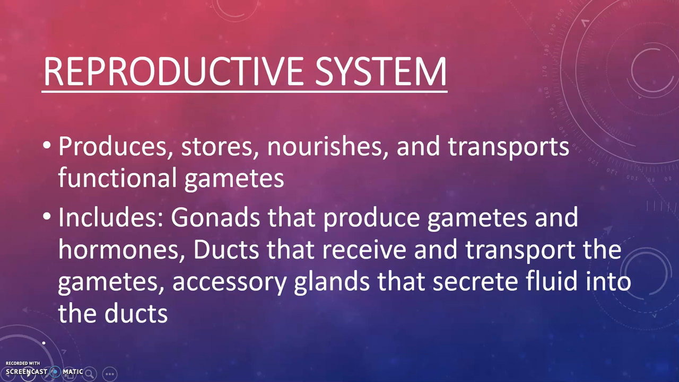functional gametes. If you remember from biology, gametes are the sex cells. In a male, it's a sperm, and in a female, it's an egg or an ova. Okay. The reproductive system is going to include the gonads. Now, the gonads are the reproductive organs that make or produce the gametes, so making the sperm or an egg, and different hormones. It also includes the ducts that receive and transport the sperm and the egg, and the different accessory glands that are going to help secrete fluid into those ducts to help nourish the sperm.